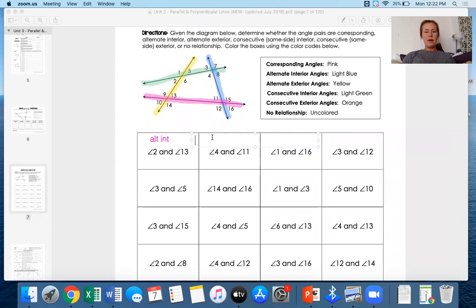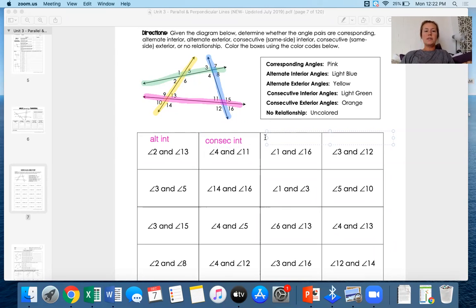Okay. Now we have 4 and 11. What kind of angles are 4 and 11? Oh, I should probably pull the chat box up so I can actually see what you guys are saying. 4 and 11 are consecutive interior because they're both on the same side. They're on the left-hand side of that blue transversal and they're both on the inside.